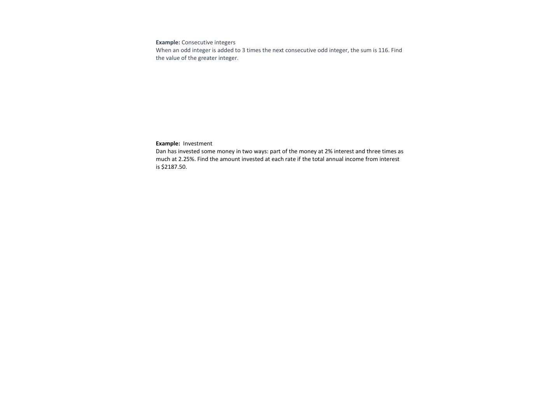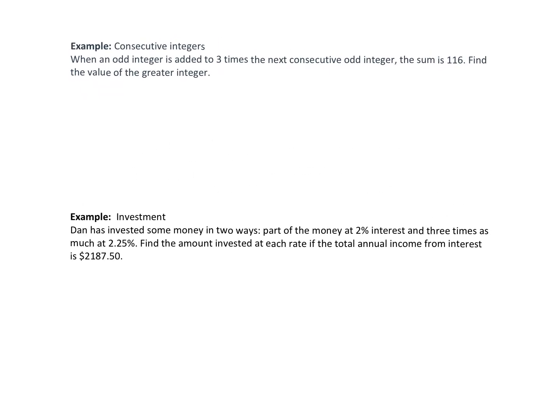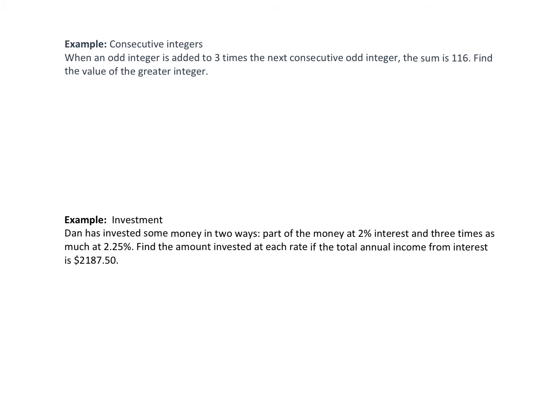So for our first example here, just another application, it says when an odd integer is added to 3 times the next consecutive odd integer, the sum is 116. I'm sorry, that should be 114. Find the value of the greater integer. So oftentimes I get questions on these. We want to just think about odd integers and even integers.